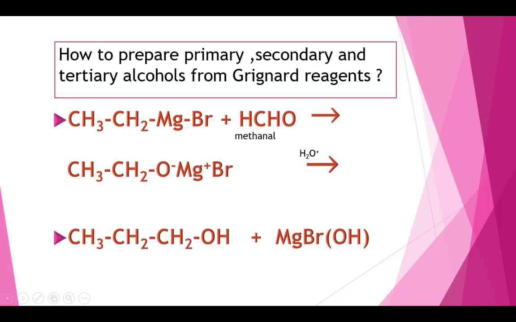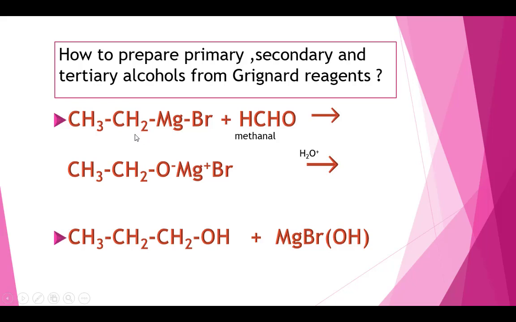Now dear students, there are some other methods to prepare alcohols. We can also prepare primary, secondary and tertiary alcohols from Grignard reagent. Grignard reagent is a very helpful reagent in organic synthesis. A lot of molecules can be prepared with the help of this reagent. Look at how we can prepare different types of alcohols from this reagent.